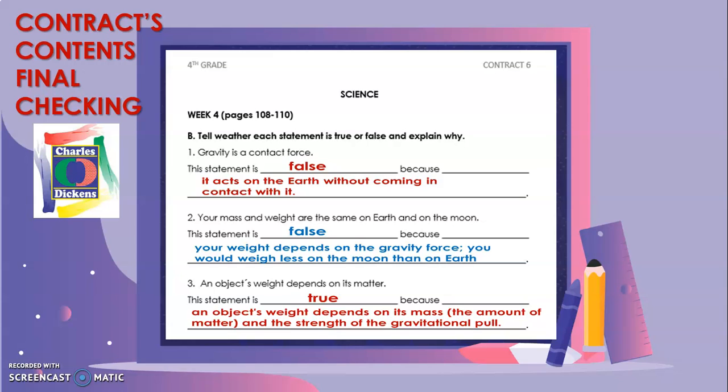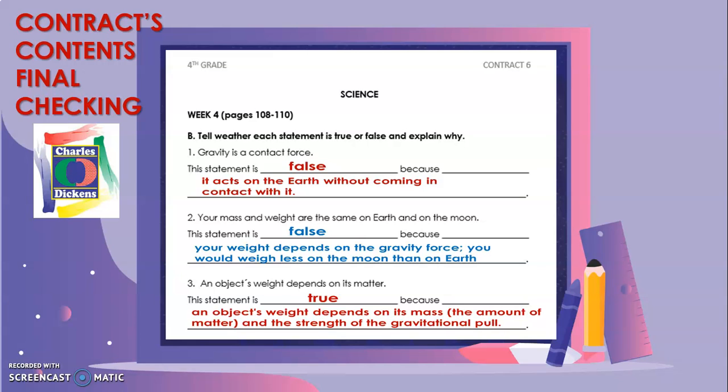Number 2, David, how are you? Can you help me do the reading? Your mass and weight are the same on Earth as on the moon. And this statement is false. Why is that? Because your weight depends on the gravity force. You will weigh less on the moon than on the Earth. So, it means the centenarian. If the centenarian would visit outer space in a spacecraft, most probably I would weigh less.